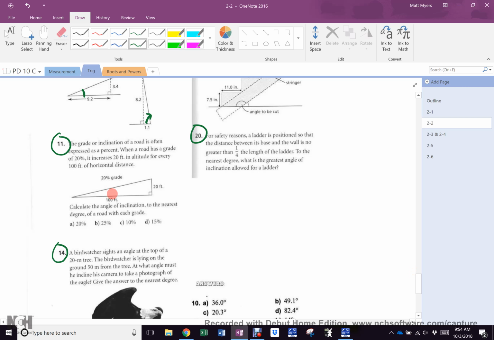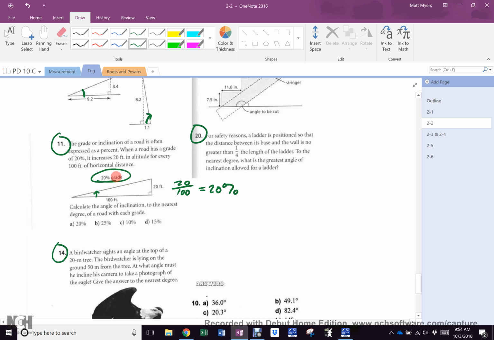Now, this question always blows your people's minds, and I don't get it. Where is the angle of inclination in this question? It's right here where it always is, yes? And the tangent of that is opposite 20 over 100, yes? 20 over 100 is 20%, yes? Okay, so that's why this has a 20% grade.